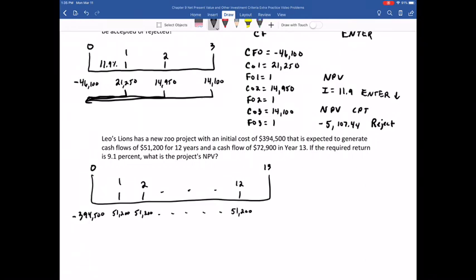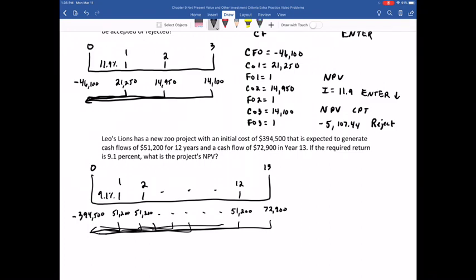Then in year 13, we have a cash inflow of $72,900, and we want to know what is the net or the total present value of all of these cash flows for each of these 13 years, if we discount these cash flows back at a 9.1% discount rate. Once again, I'm going to utilize the cash flow function so I don't have to do each one of these separately using time value of money. I can use the net present value function and just input all of the cash flows into my calculator and discount them back at 9.1% to calculate the total net present value of these cash flows.